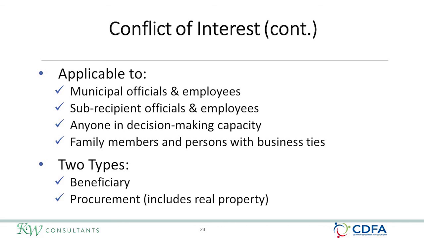Conflicts can also arise involving immediate family members and persons with business ties to a person in a decision-making capacity. We will briefly review the two types of conflicts: beneficiary and procurement.